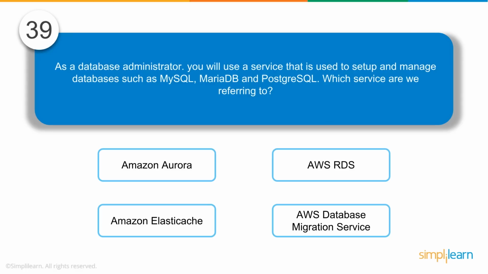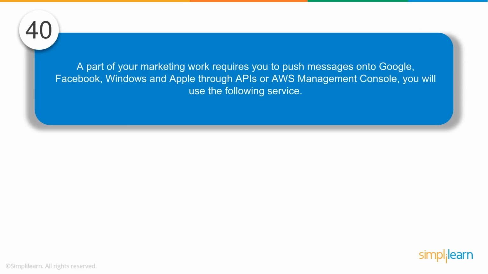Amazon Aurora is Amazon's flavor of the RDS service, and ElastiCache is the caching service provided by Amazon. They are not full-fledged databases. And Database Migration Service, just like the name says, helps to migrate the database from on-premises to the cloud, and from one database flavor to another. Amazon RDS is the umbrella service that helps us to set up and manage databases like MySQL, MariaDB, and PostgreSQL. It's Amazon RDS. Let's look at this last question.